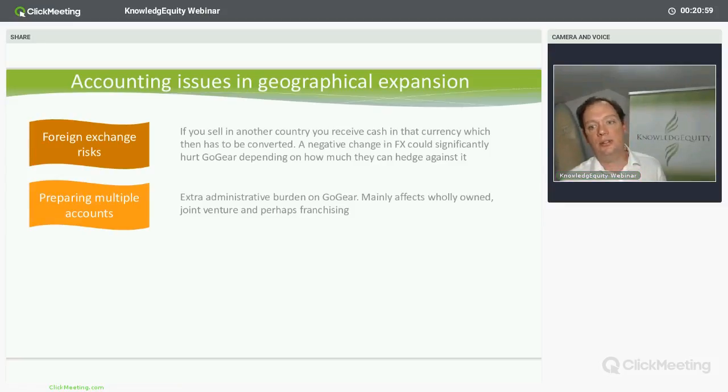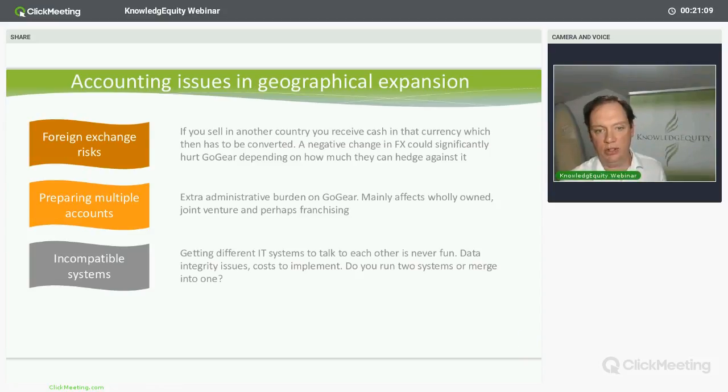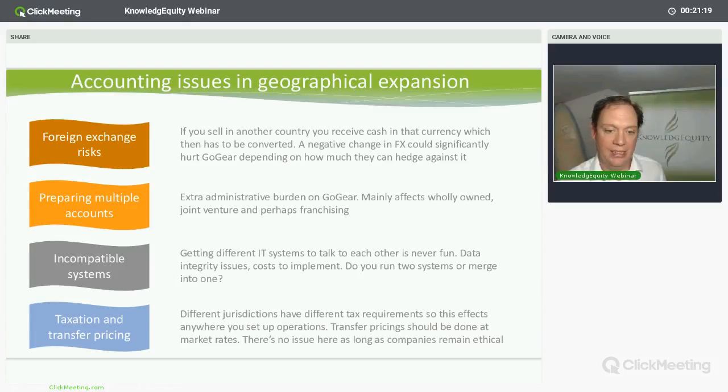Multiple accounts, extra administrative burden ongoing, mainly affects wholly owned, joint venture, and perhaps franchising to an extent, right? Having to prepare different sets of accounts because we're in different countries. Incompatible systems, yeah, big one. Getting IT to talk to each other. I'm not going to say any more than that. It's a pain in the butt.